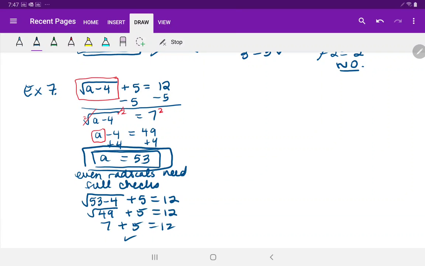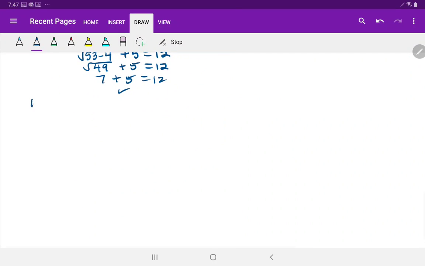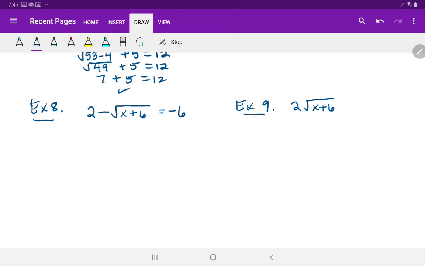I want to show you two different questions that look very similar. So I'm going to scroll down and show you both of these. Example 8, example 9. Okay, they're similar but different. So this one is 2 minus the square root of x plus 6 equals negative 6. And this one is 2 radical x plus 6, it doesn't really matter, let's say minus 10 equals negative 6.